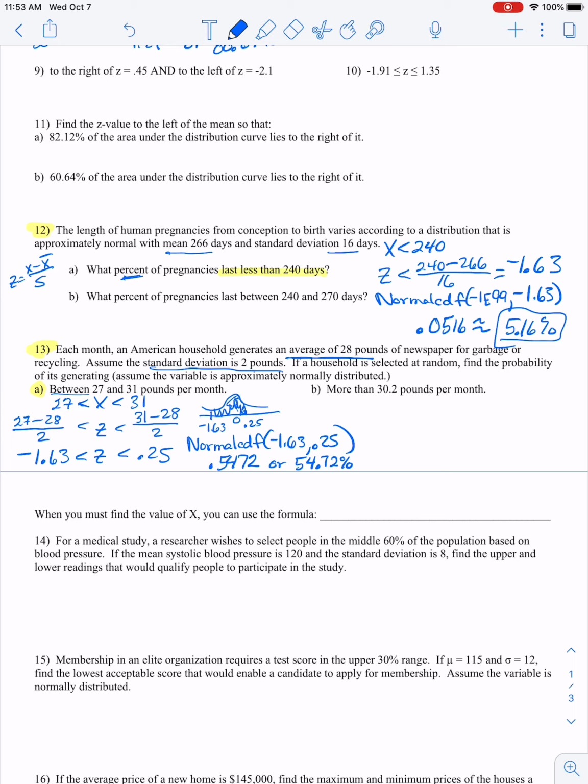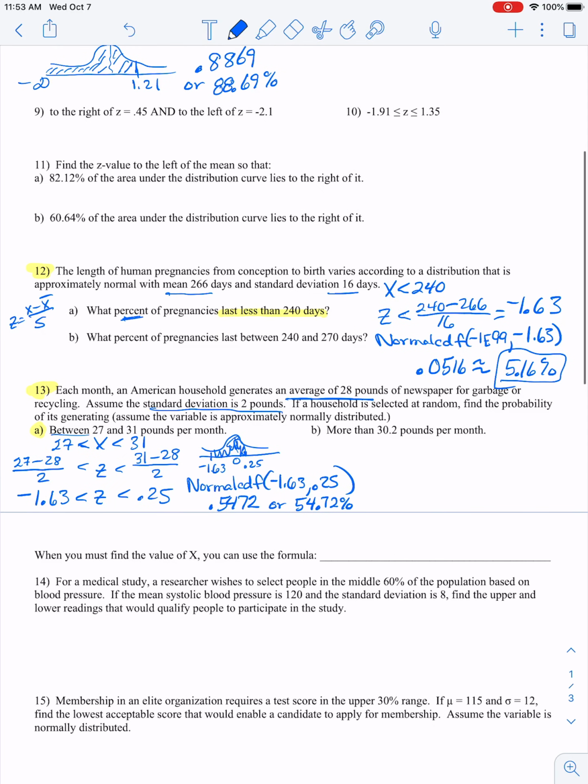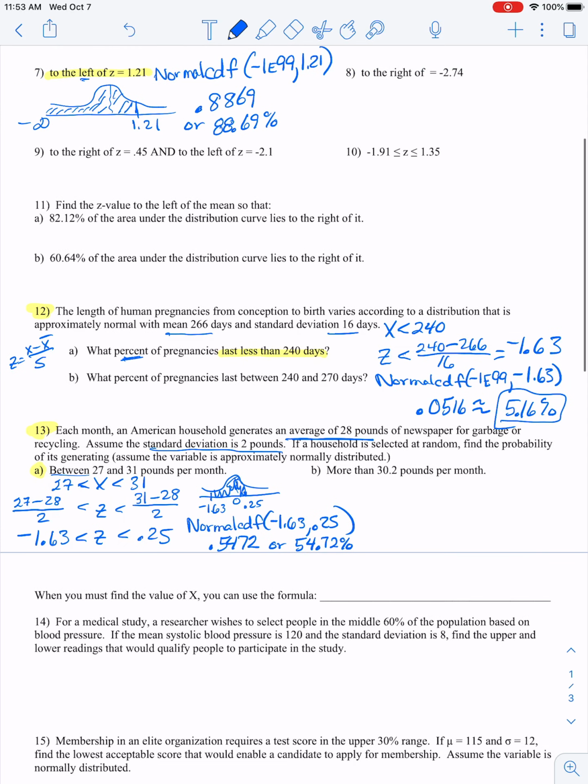So that's sort of an intro to application kind of problems. I'm going to stop this video here now, and then you can join me again in part 2, and we'll figure out how to do a little different type of question. If I give you the percent or the probability, how do you come backwards to an original score? That'll be featured in the next video.